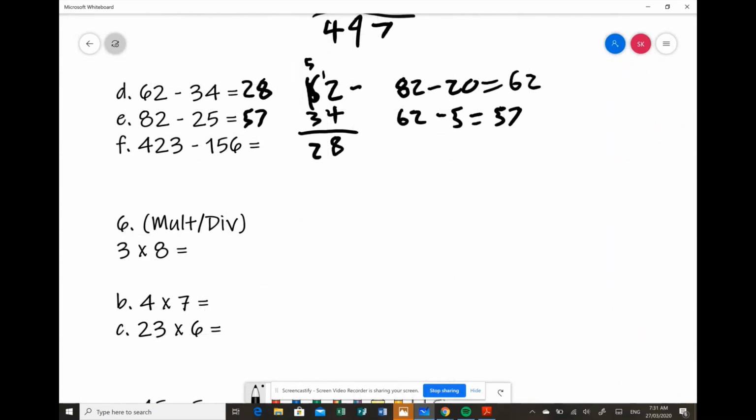57. Right, 423 minus 156. Let's go back to our algorithm. 423 minus 156. Okay, 3 minus 6 can't do that. That becomes 1. This becomes 13. 13 minus 6 would be 7. And 1 minus 5 can't do that. Let's make that a 3. This becomes 11. And 11 minus 5 would be 6. 3 minus 1 would be 2. So it would be 267.